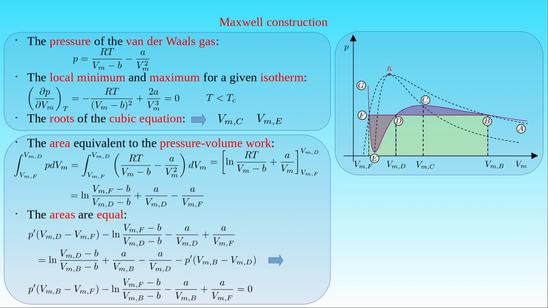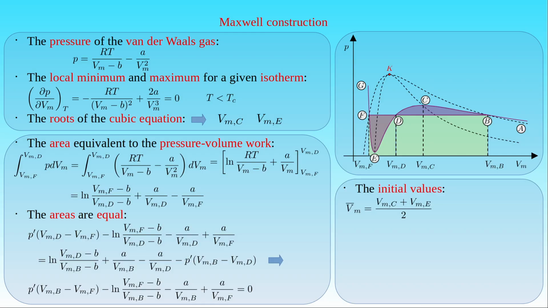As an initial guess in the method of finding the molar volumes, we can choose the average Vm bar of the molar volumes at the local maximum and minimum of the isotherm, which can be substituted into the van der Waals equation, providing the initial pressure P bar of the numerical procedure.